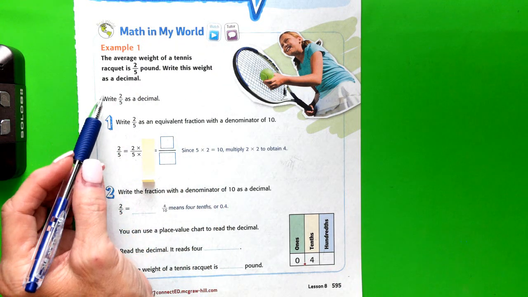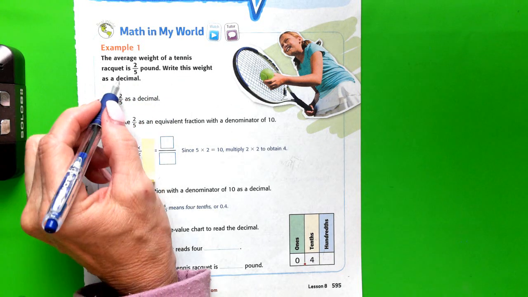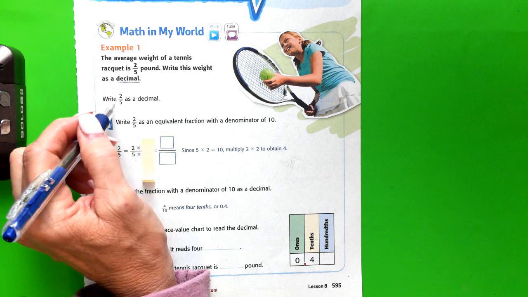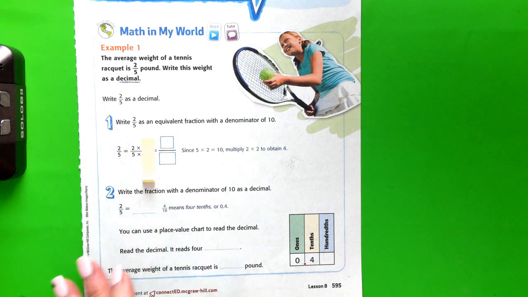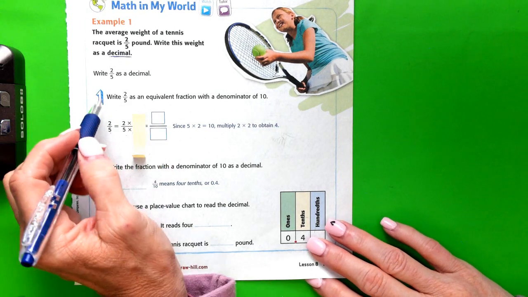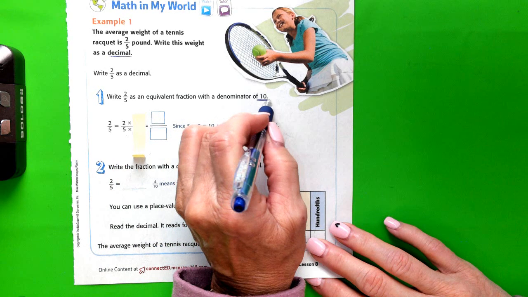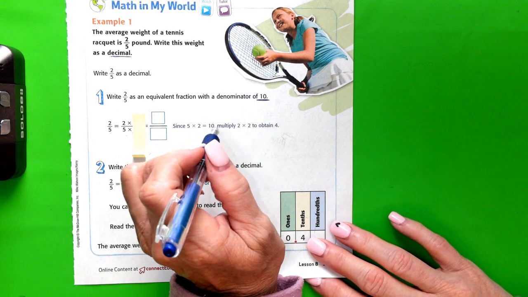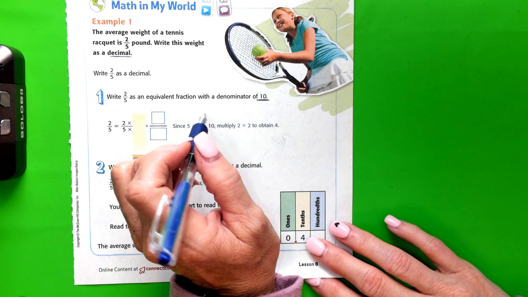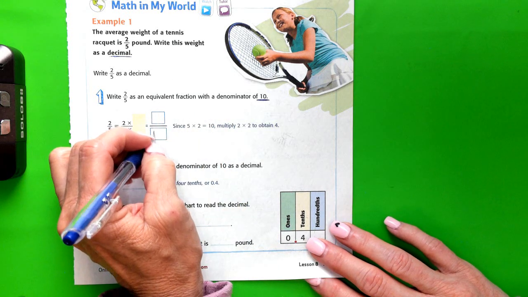The average weight of a tennis racket is 2/5 of a pound. Write this weight as a decimal. Okay, so we're going to write 2/5 as a decimal. So, they're telling us to find an equivalent fraction using the denominator of 10. Okay, and you're going to use denominators of tens and hundreds all throughout this lesson. Okay, so denominator of 10.